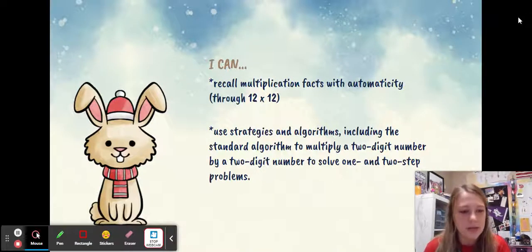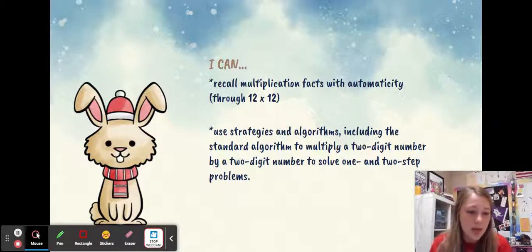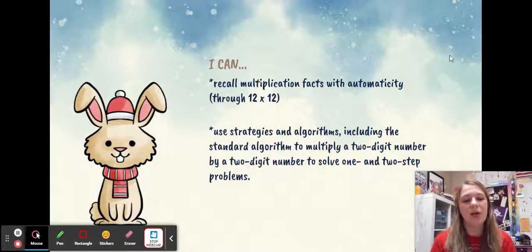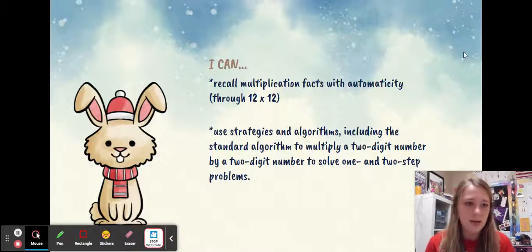Okay, first off, our learning targets for today. We can recall multiplication facts with automaticity through 12 times 12, which is, of course, 144. And we can use our strategies and the standard algorithms to multiply a two-digit number by a two-digit number to solve one- and two-step problems. We can also use our strategies and algorithms to multiply up to a four-digit number times a one-digit number, and that is what we're going to be working on today.